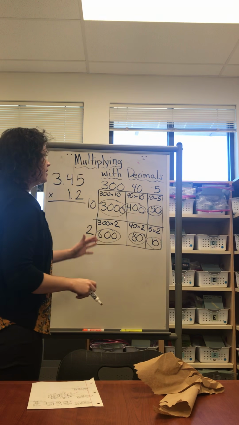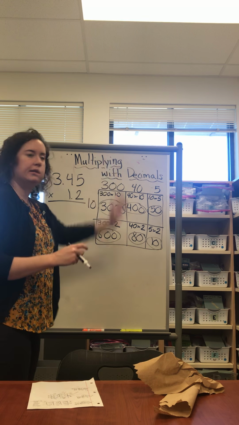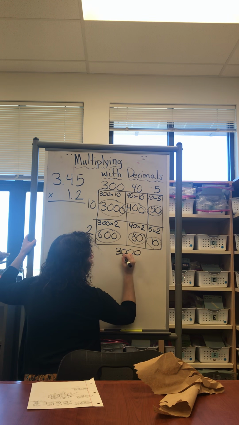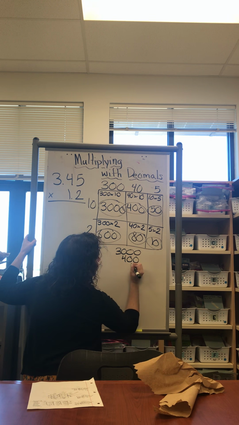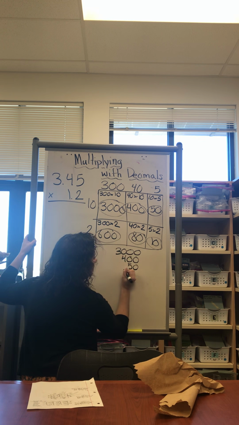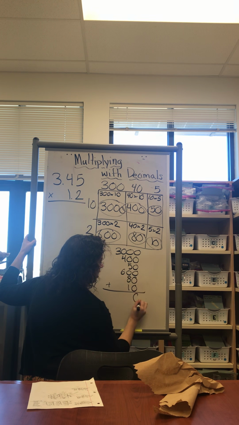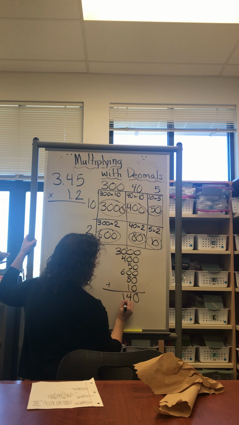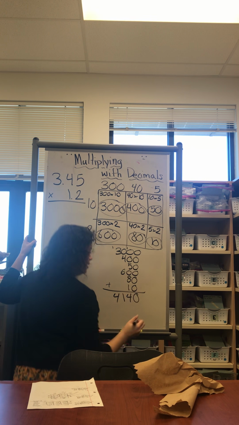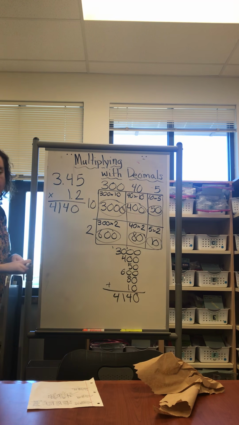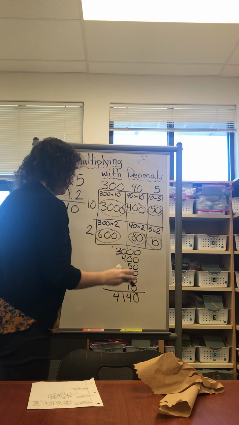Now it's really important when you're adding these up that you're keeping them in line of their place value. So I'm going to start with 3,000, 450, and then I'm going to come down to the 600, 80, and the 10. Add those up, carrying my 1, you said 11, carry my 1 again. So my number is 4,140.